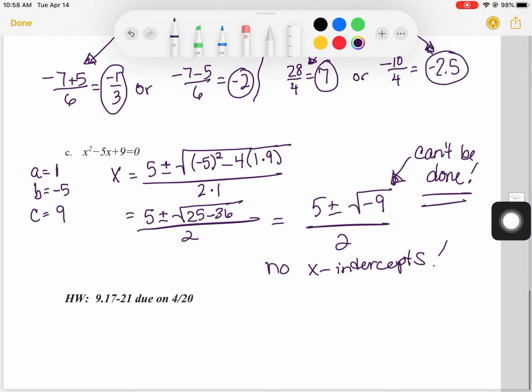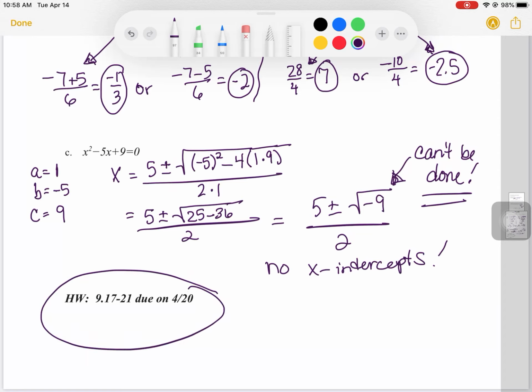And we are going to talk about that again on Monday and what that actually means. But for now, this is it. Just practicing that quadratic formula and going through those steps. Here is your homework. Problems 17 through 21. They're not due till Monday, so you have plenty of time.